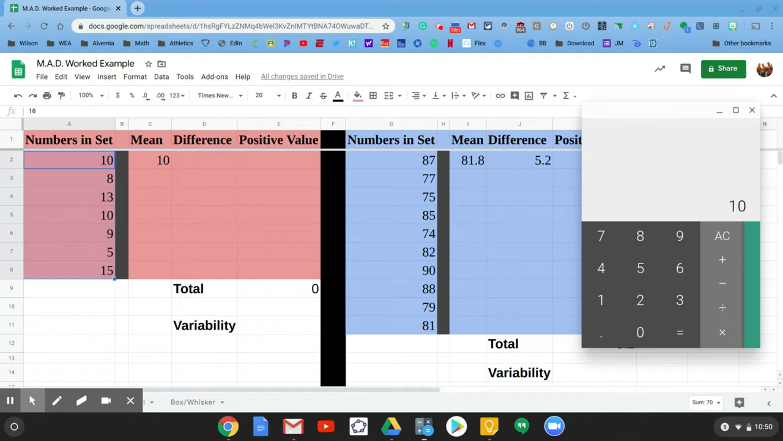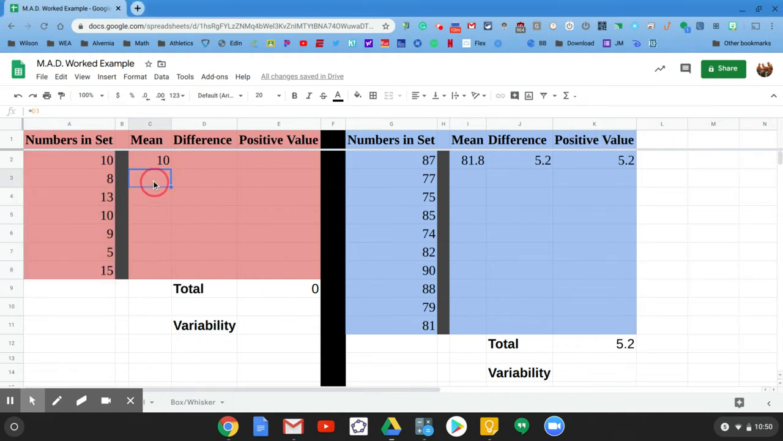So as you're adding, you just take 10 plus 8 plus 13 plus 10 plus 9 plus 5 plus 15. Okay. Excuse me, there are 7 numbers. I digress. So we're going to take that total, 70, and divide it by how many numbers there are in the set, which is 7. So that's how I get a mean of 10. Okay. So that's the first step in anything with mean absolute deviation. We have to know what the mean is. Okay. So then I'm going to fill these all in as these are all 10s.